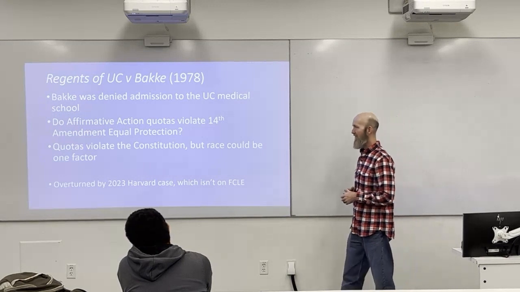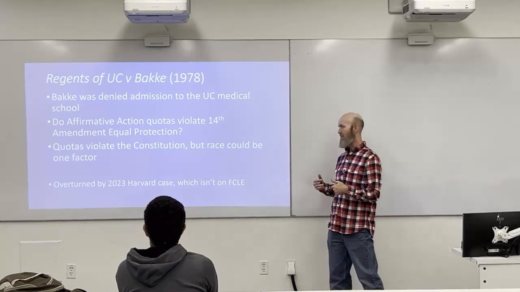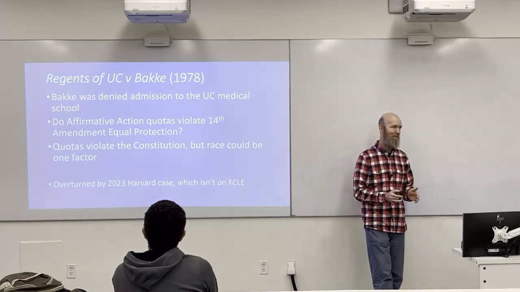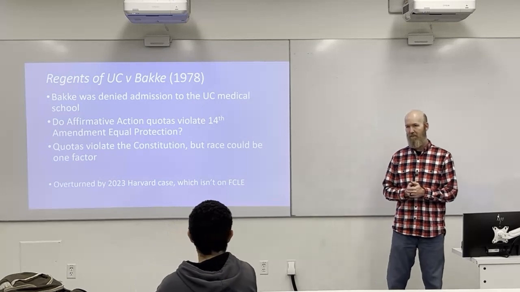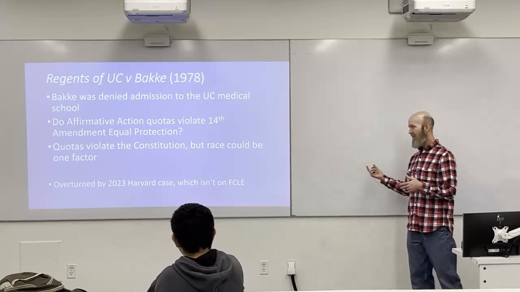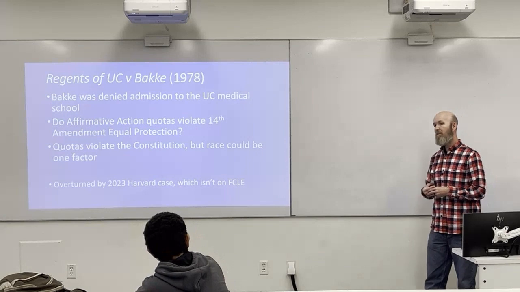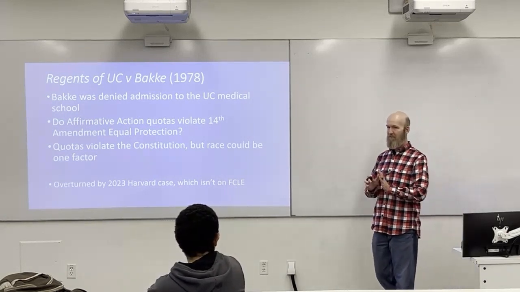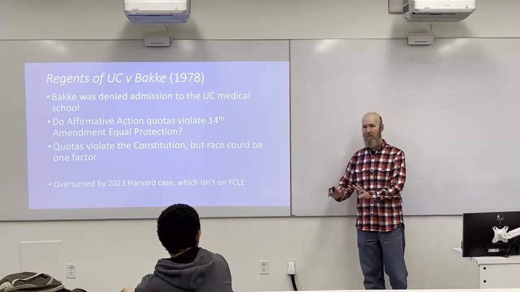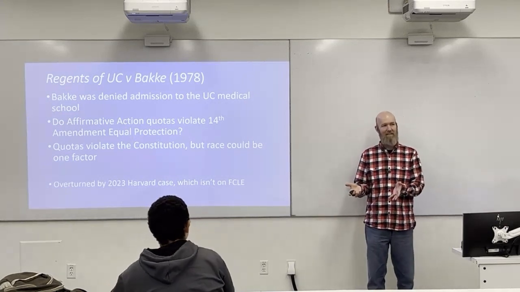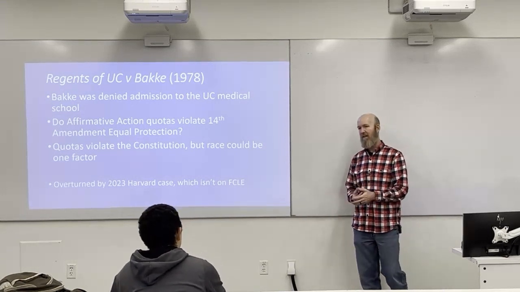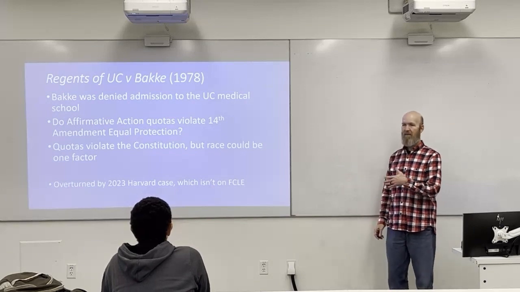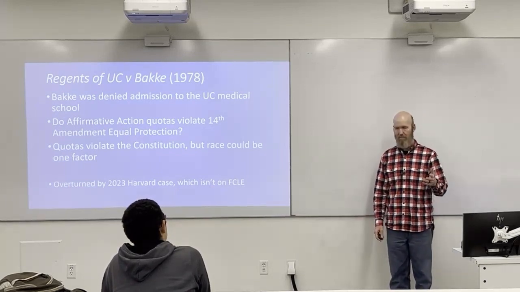The Supreme Court ruled that quotas do violate the Constitution. The fact that they had set aside a specific number of slots for black people was a violation of the Constitution. But the Supreme Court said that race could be one of several factors used in admissions. So you couldn't reserve slots only for black people, but you could consider whether someone was black and give them some sort of bonus or something like that. So after Bakke, quotas were gone, but schools used various other systems of points.